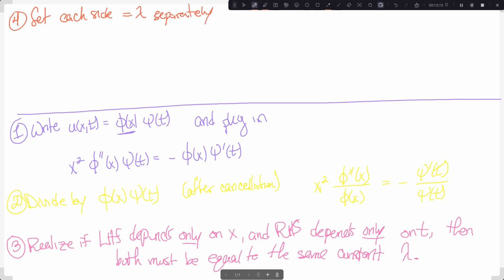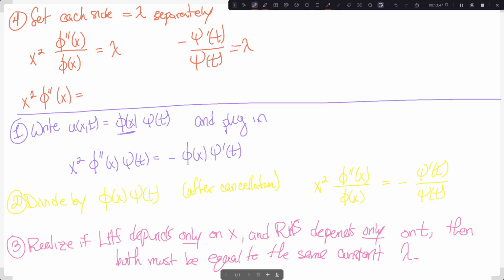So you set each side equal to lambda separately, and we have x squared phi double prime of x over phi of x equals lambda, and we also have negative psi prime of t over psi of t equals lambda. And if we just multiply both sides by their denominators, we recover the following ODE. x squared phi double prime equals lambda phi. And we recover psi prime of t is negative lambda psi of t. That was psi that I was talking about earlier. And those are just two separate ODEs.